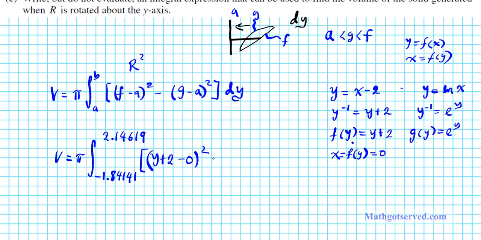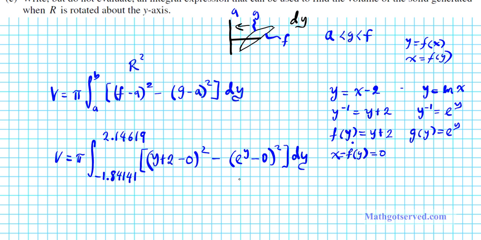And then for the inner radius, we use the inner function, which is the function to the left, the logarithmic function. In terms of y, it is e to the y minus the axis of rotation, x equals 0 again, squared, dy. For this problem, you're not supposed to evaluate, you're just supposed to set it up. So you can just leave it like this. To make it look pretty, just drop the zeros. It looks nicer that way.